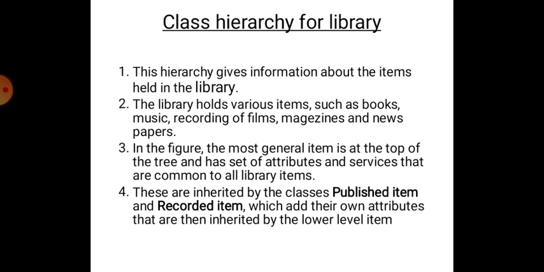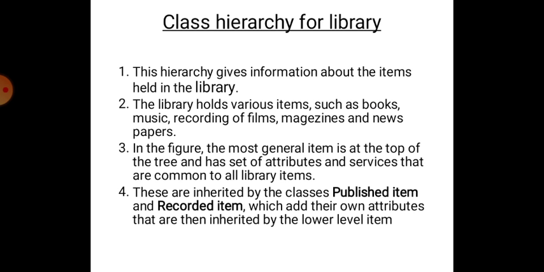Class hierarchy for the library. This hierarchy gives information about the items held in the library. Students, we were referring to the diagram in the previous slide. This diagram is also with you. I have sent it in the PDF. Today also I will send it as part of the PDF. The library holds various items such as books, music, recordings of films, magazines and newspapers. So students, the library has a variety of study material such as books, music, recordings of films, magazines, newspapers.